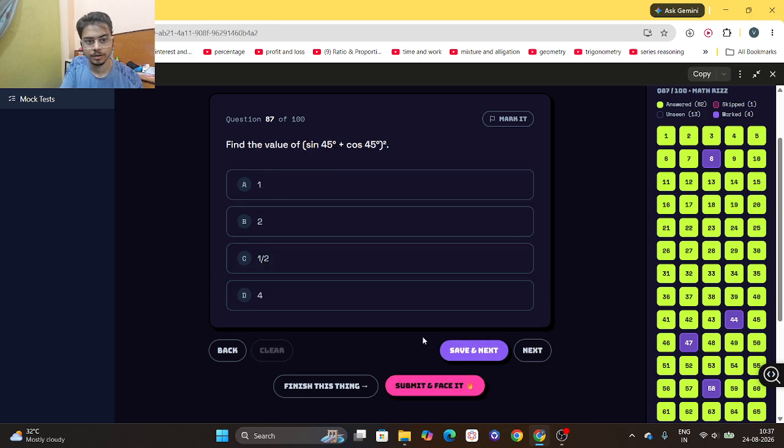Next. Find the value of n. 1 by root 2 plus 1 by root 2 whole square. 2. 1.